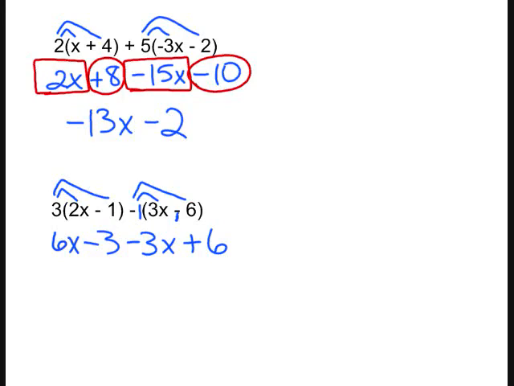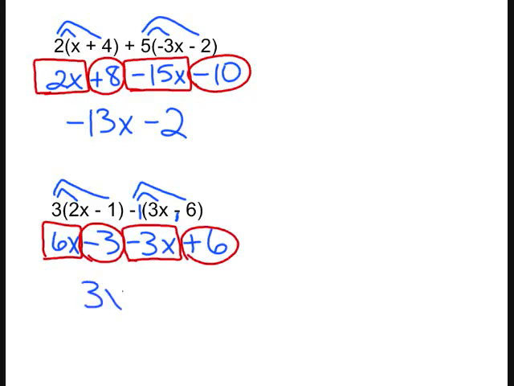Now we can look to combine our like terms. So we can combine 6x with a negative 3x, and we can combine a negative 3 with a positive 6. So 6x minus 3x gives me 3x, and negative 3 plus 6 gives me a positive 3. And once again, at that point, we are done with the problem. And that is how you use distributive property, and also why you use distributive property.